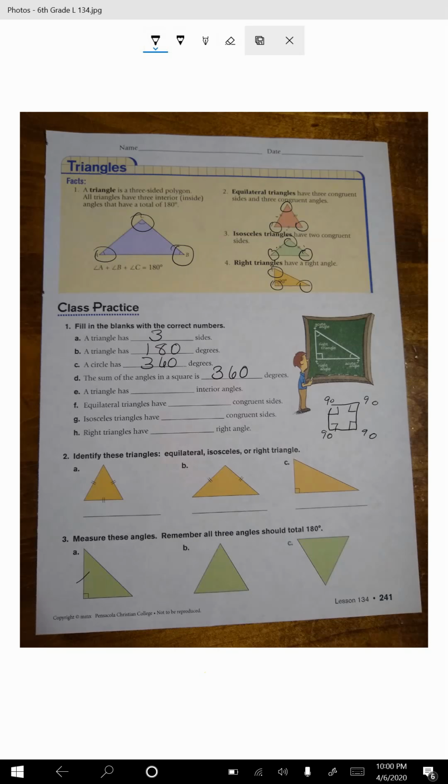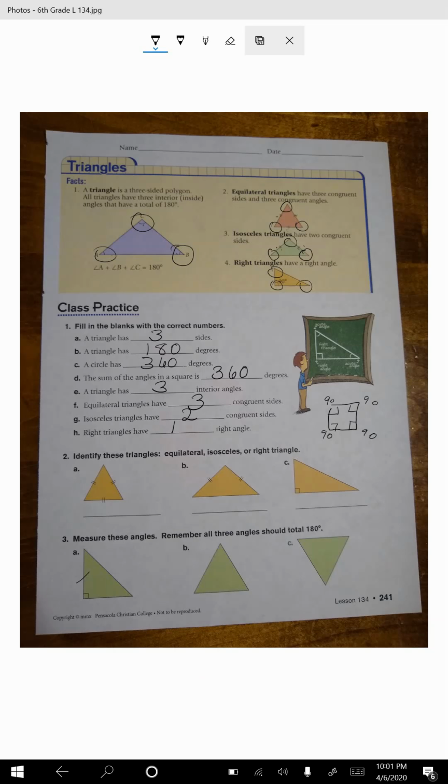A triangle has how many interior angles? Interior means inside. So a triangle has 1, 2, 3 interior angles. An equilateral triangle has how many congruent sides? Well, these little tick marks tell us that all 3 of them are congruent. An isosceles triangle only has 2 congruent sides. And a right triangle would have 1 right angle. It can only have 1.